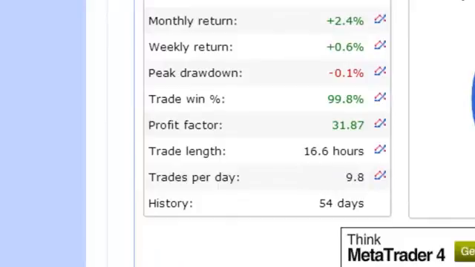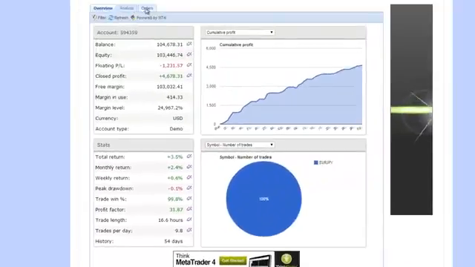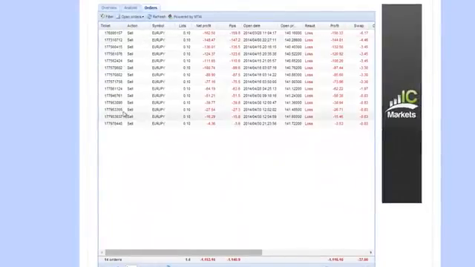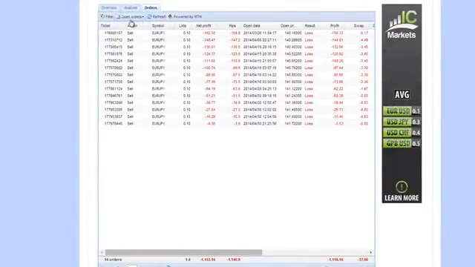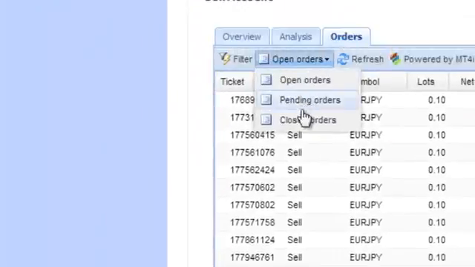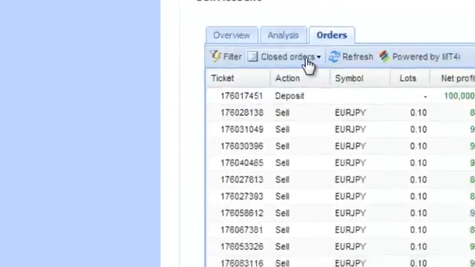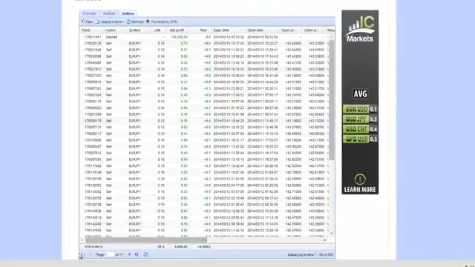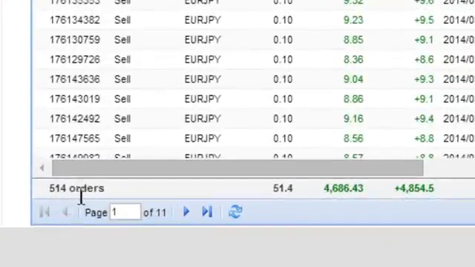Now, to see the actual trades that have happened, you just click on orders, and in this case, you can see open orders. There are 14 open orders, and there's the balance that we're looking at right now. Then if you click on closed orders, it will give you the list of all the closed orders. Now, there are 514 closed orders, and there's the value of the closed orders in dollars and in pips.